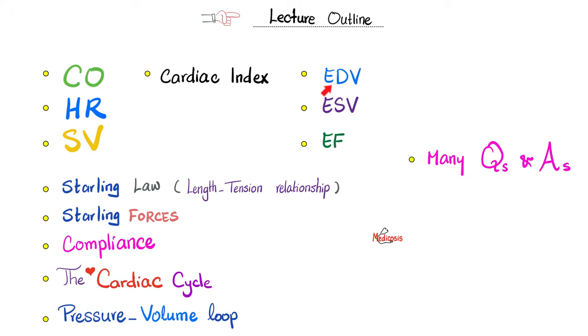In today's lecture, we'll talk about the cardiac output, the cardiac index, heart rate, and stroke volume. We'll talk about the end-diastolic volume, end-systolic volume, ejection fraction, Starling Law versus Starling forces. Talk about compliance, which is the opposite of elasticity. We'll talk about the cardiac cycle and the dreaded, most hated pressure-volume loop. For some reason, students hate this, but it's actually a piece of cake if you understand it properly.